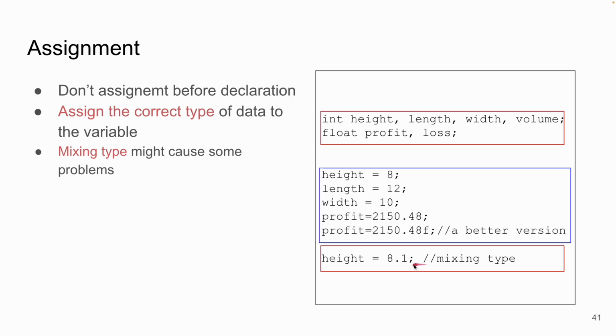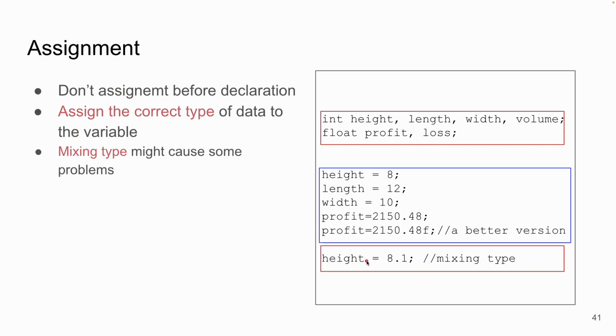So here you can see we have an example of mixing types here. So the mixing types means that I assign the data that have a different type from the type of the variable here. So you can still do the assignments. So C won't have any error message here, but the mixing type will cause a lot of problems if you want to do the other calculation on height.